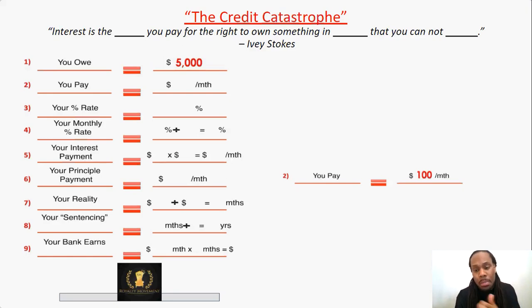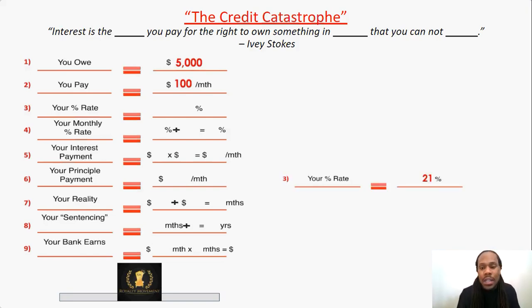So let's say that that person pays $100 a month. Let's say that that's basically their minimum payment that they have to pay, $100 a month, which is not too far-fetched. That's pretty close to what they may be paying if they have a $5,000 balance, give or take. So let's say that that person has an interest rate of 21%, which is not uncommon for credit cards.